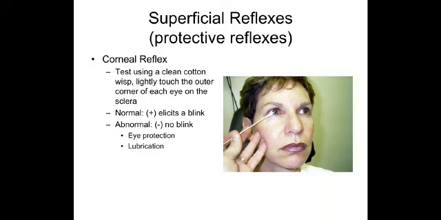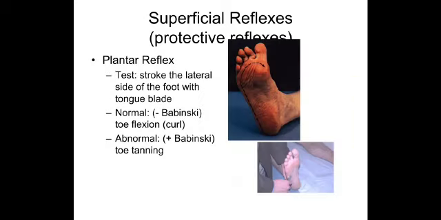Normally you blink. It starts closing, blinking. Abnormal is when you don't blink, which is an eye protection and lubrication. So you need to understand this. This is the corneal reflex, or you can also call it the conjunctival reflex.